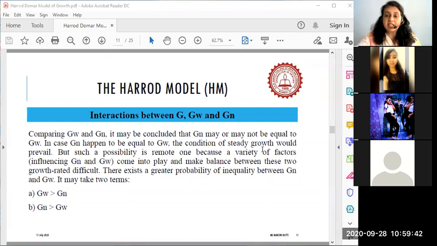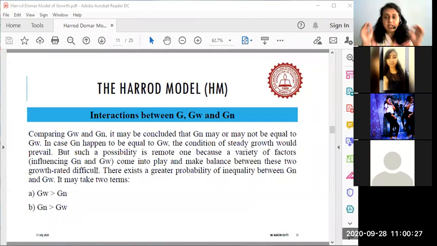That is called steady growth rate, and that is possible when the economy is almost close to full employment. Remember that, class. But such a possibility is remote. It is rare, because a variety of factors is going to influence the warranted rate of growth as well as the natural rate of growth. Now what are these variety of factors? They come into play and make balance between these two growth rates very, very difficult.